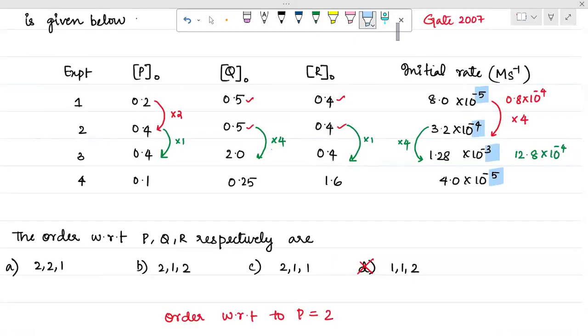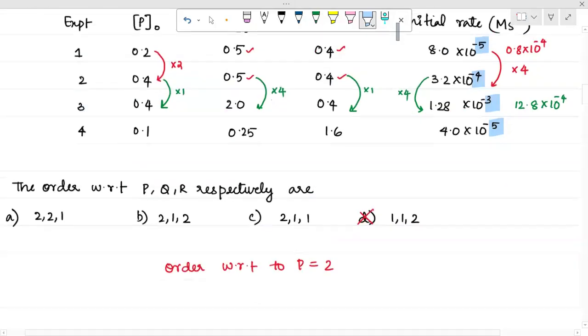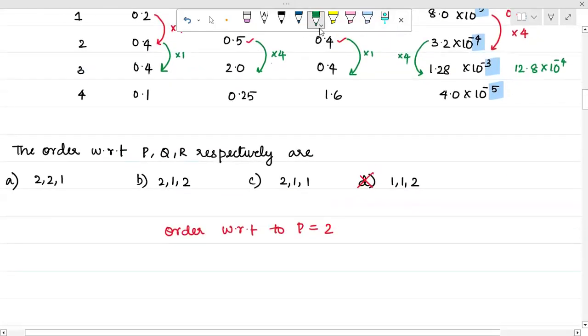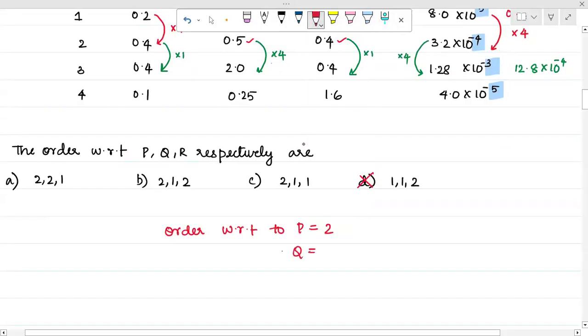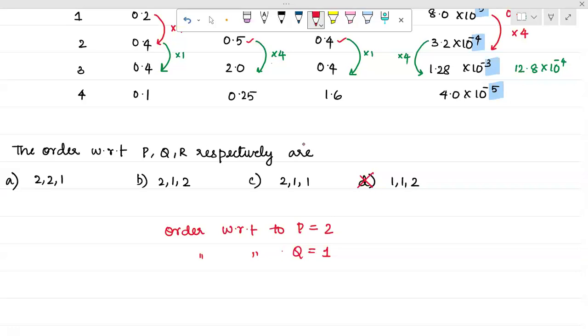So when your concentration of Q is only changing 4 times, your rate is changing 4 times. Linear relationship, meaning it is first order kinetics. With respect to Q, it is first order. So it can be C, it can be B, but it's not A because over here it is given 2.